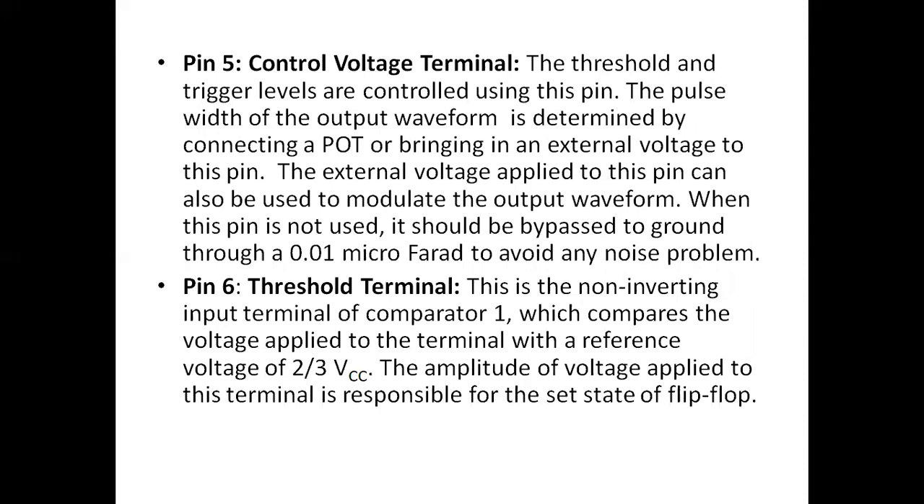The pulse width of the output waveform is determined by using this pin. And the external voltage applied to this pin is also used to modulate the output waveform. When this pin is not used, it should be bypassed to ground by using a 0.01 microfarad capacitance, in order to avoid the noise problem. So pin 5 is the control voltage terminal, and at this pin we can get some control voltage. Whenever you are not using pin 5, it should simply be connected to ground by using a 0.01 microfarad capacitance.